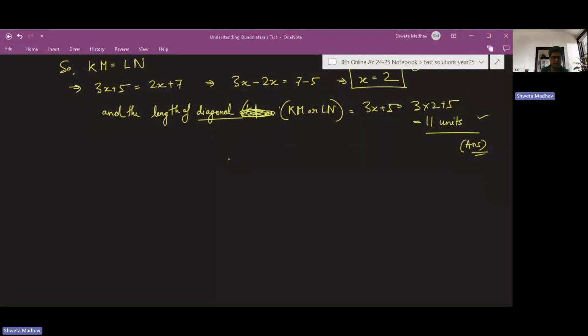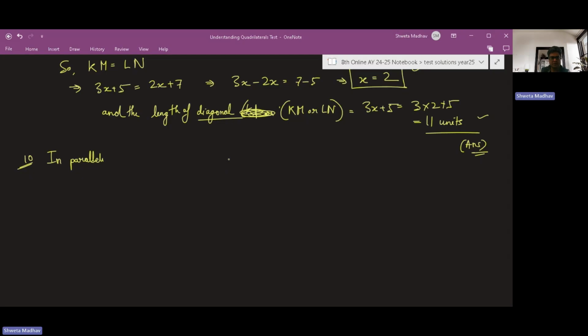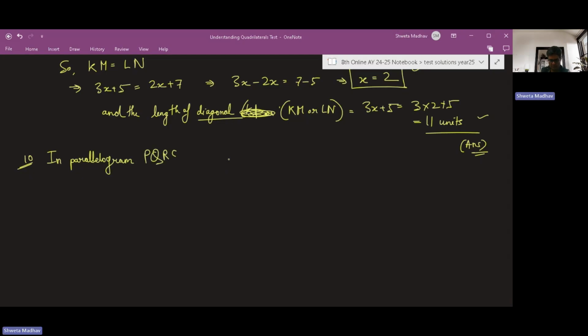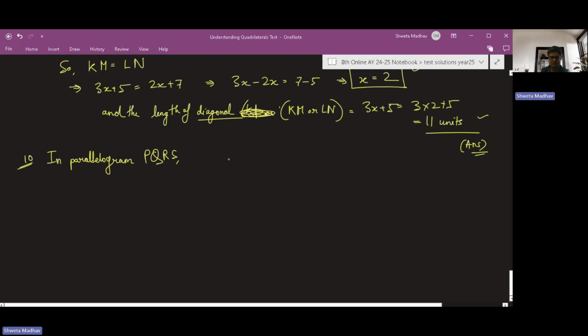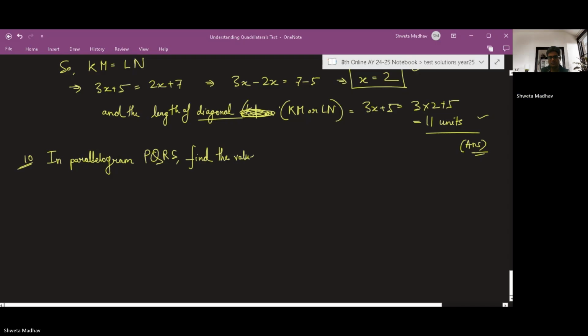Then in question number 10, it has been told that in parallelogram PQRS, find the values of x, y, and z.